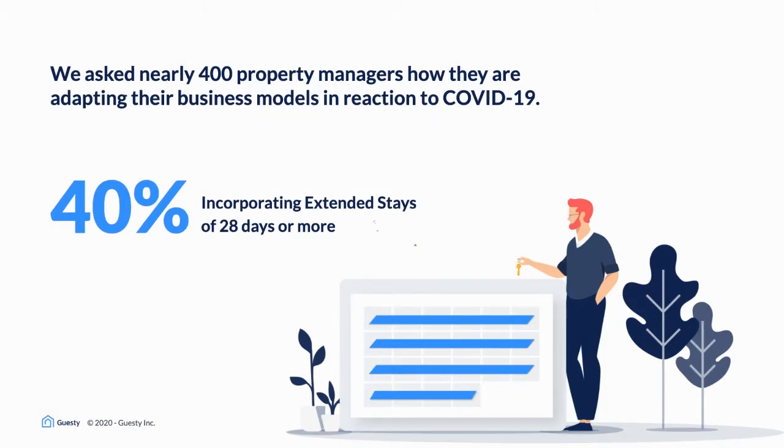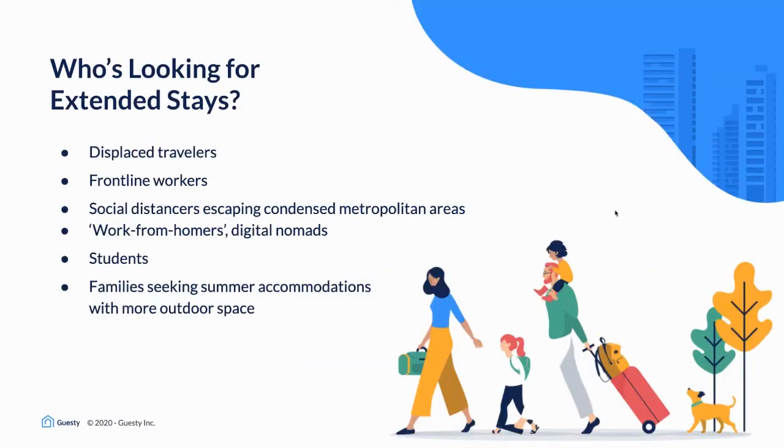And not surprisingly, almost 40% said they're diversifying their business models to include extended stays of 28 days or more, in order to attract more bookings and try to generate revenue wherever and however they can. So new travel personas and patterns have emerged due to COVID-19. One pattern being that people are increasingly seeking out rentals for longer periods of time, such as a month or more. In fact, Airbnb has seen a 20% surge in longer-term bookings compared to this time last year.